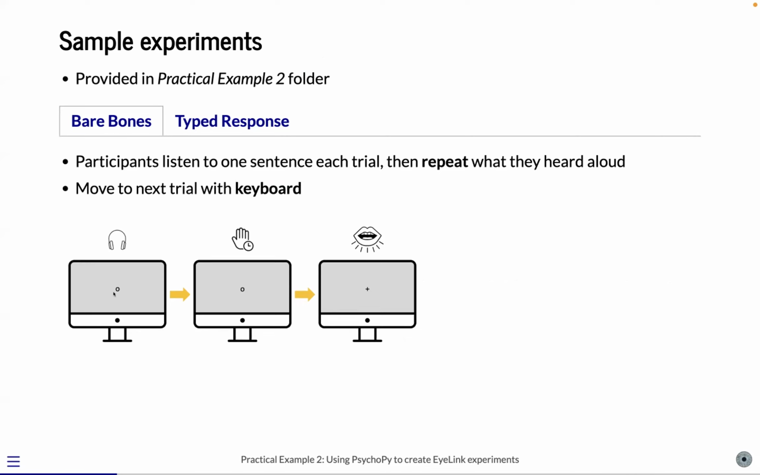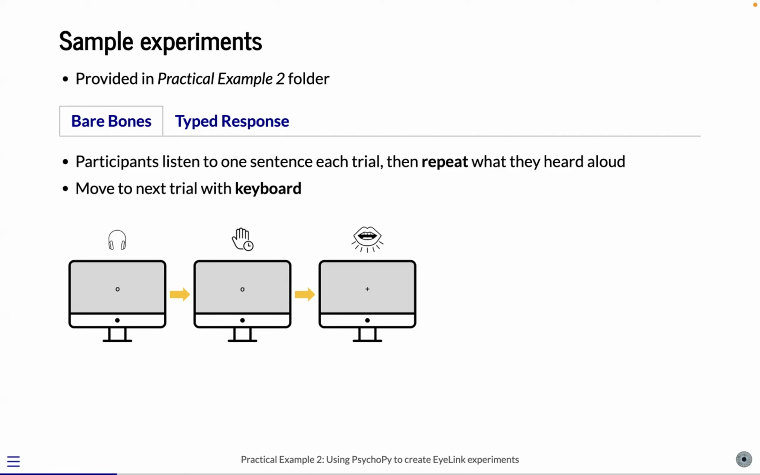What they're seeing on screen is a circle while they hear a sentence. Then they sit in silence for a little bit, and then it changes to a fixation cross. And they're told before they start the experiment, the fixation cross means it's time to repeat aloud. So as you can imagine, there's no text. It's very, very minimal, which can be a nice starting example, but a lot of the times we want to do more complex things than that.